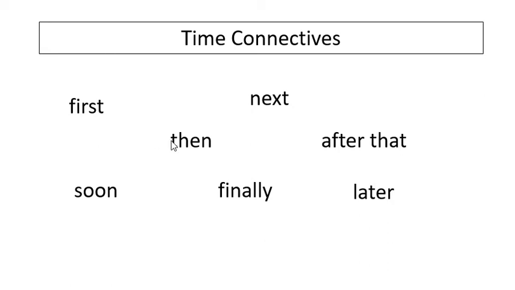First, then, next, after that, soon, finally, later. If you're going to write a story about things that happen in a particular order, which one do you think you would use first? Yes, first, because that's the first thing you do in a story. Which one do you think you would use right at the end? Have a think. Yes, finally. You probably use that at the end, the last part of your story.